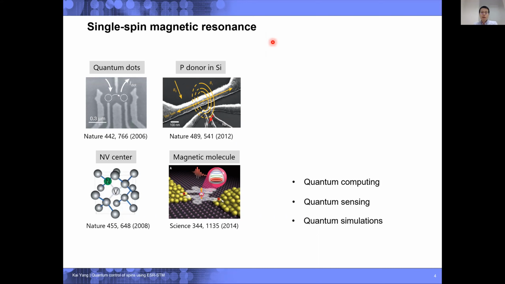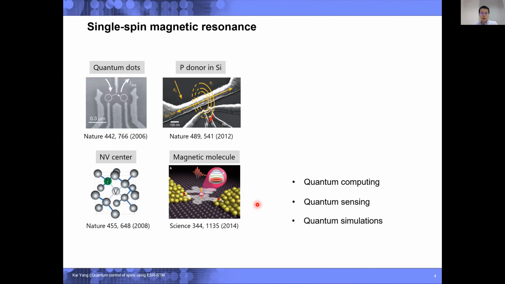So, single spin qubits have been realized in many different platforms, such as quantum dots and semiconductor impurities, such as phosphorus donors in silicon, and also the nitrogen vacancy center in diamond. And it has also been shown that the nuclear spin state of a magnetic molecule that is bridged into a metal electrode can also be used to process quantum information.